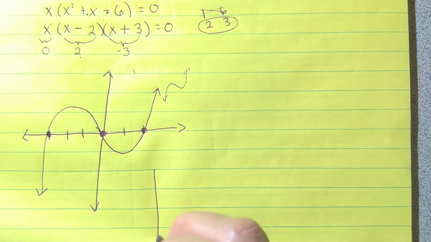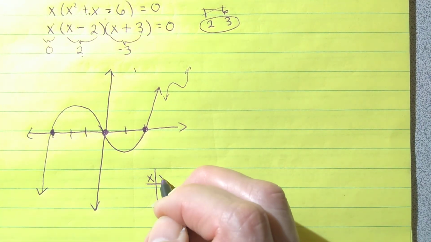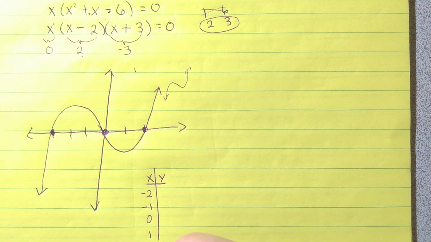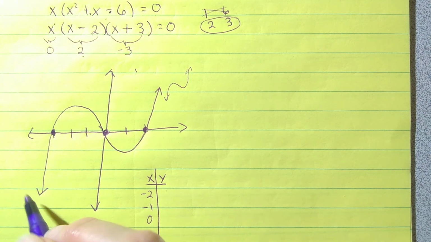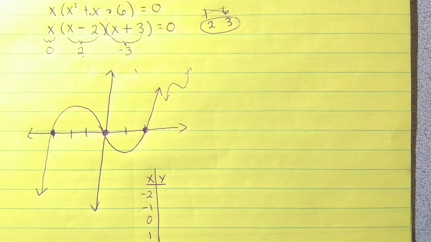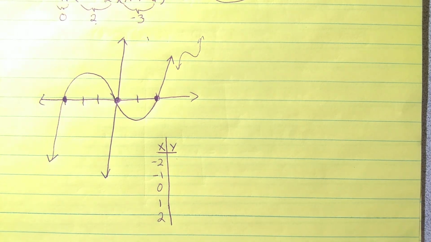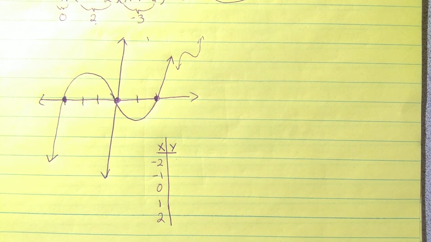Again, if you would really like to, you can always make an XY table and plug in your values like we always do and get other Y values and put in some more points. But for what we're doing right now, that works out to be just fine. Okay, this one was a short, sweet, hopefully easy video.